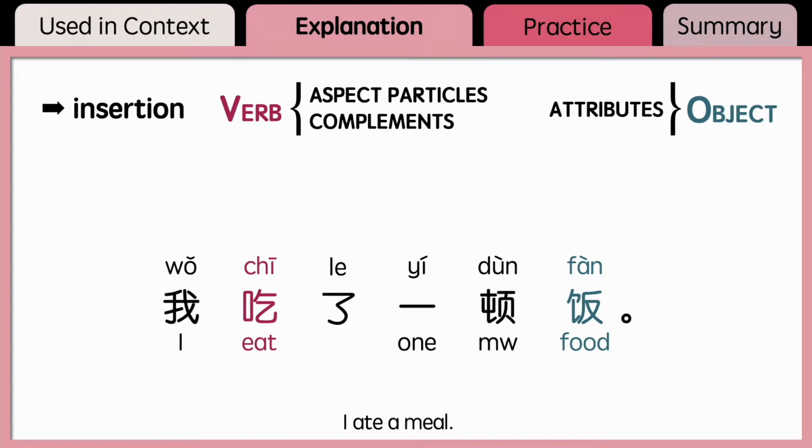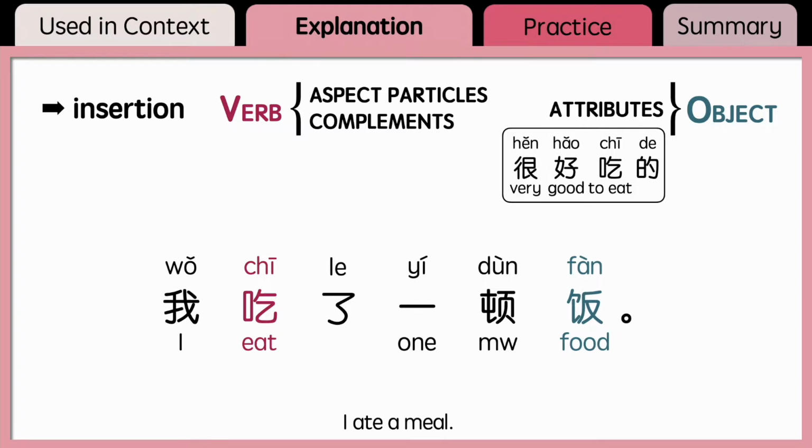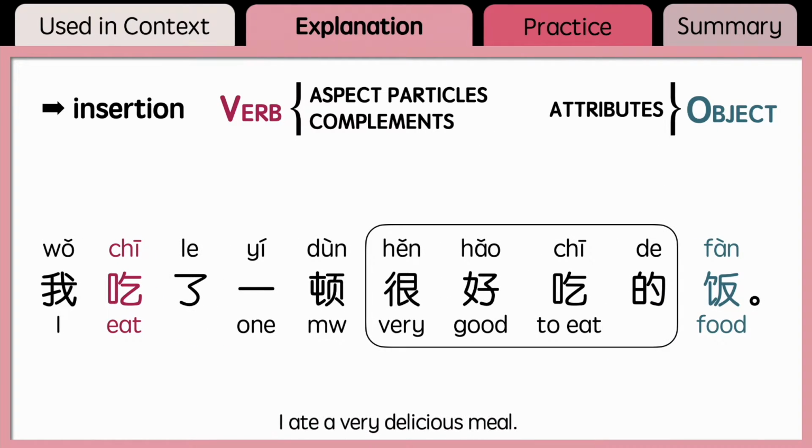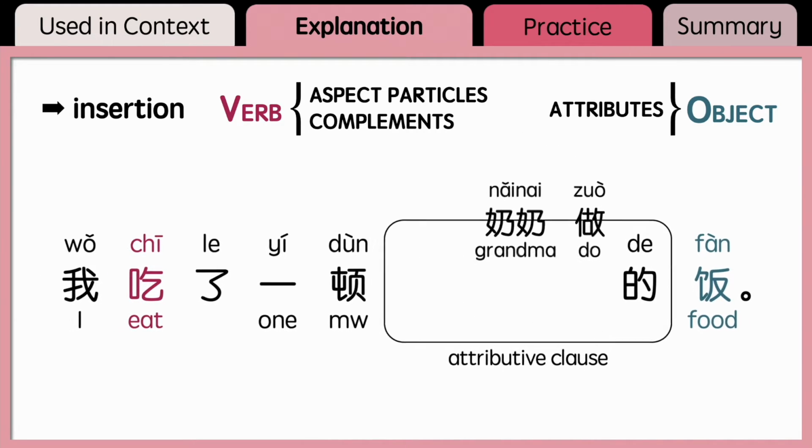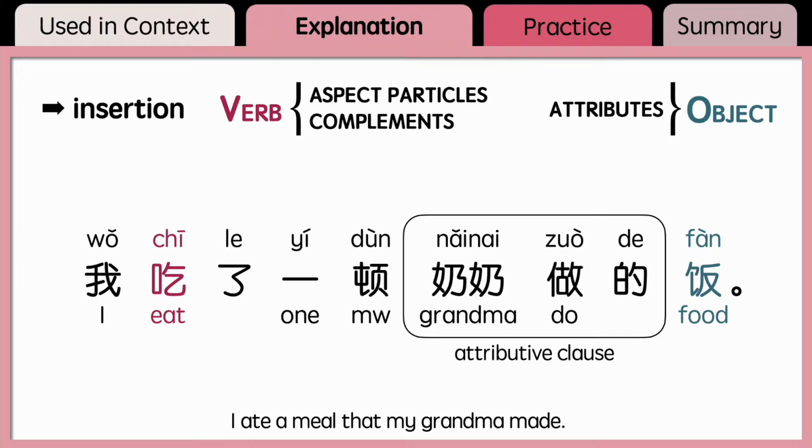You may also place attributive clauses before the object. For example, if you want to say, I ate a very delicious meal, you can add 很好吃的 before 饭 and say, 我吃了一顿很好吃的饭. Here, the attributive clause 很好吃的 is a descriptive modifier for the object 饭. What kind of 饭? 很好吃的饭. If this meal is made by your grandma, the attributive clause 奶奶做的 can also be added before the object 饭. Here, 奶奶做的 modifies the object 饭. What kind of 饭? 奶奶做的饭. 我吃了一顿奶奶做的饭.